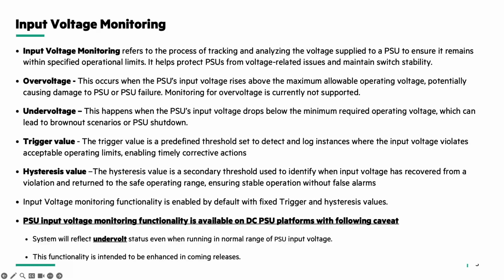The trigger value is a predefined threshold set to detect and log instances where the input voltage violates acceptable operating limits, enabling timely corrective actions. The hysteresis value is a secondary threshold used to identify when input voltage has recovered from a violation and returned to the safe operating range, ensuring stable operation without false alarms.